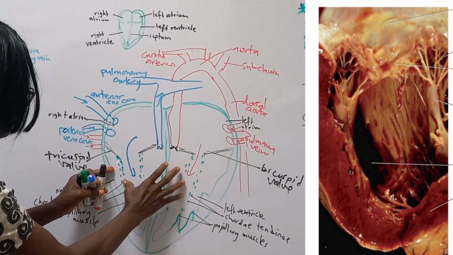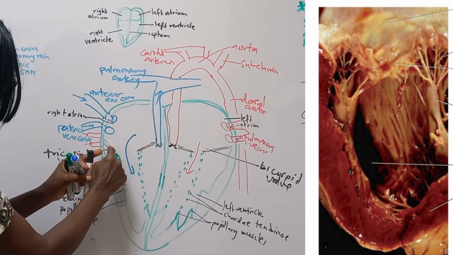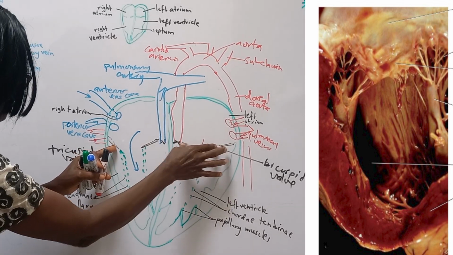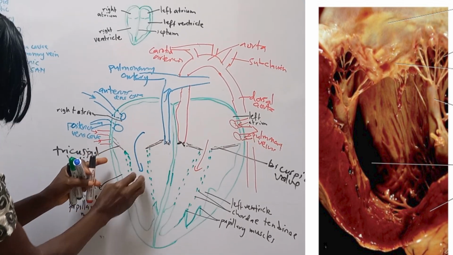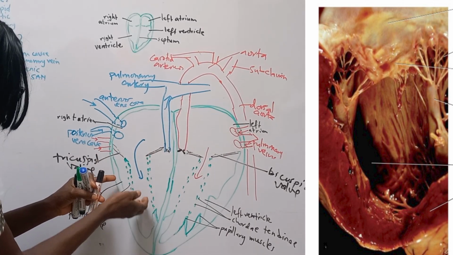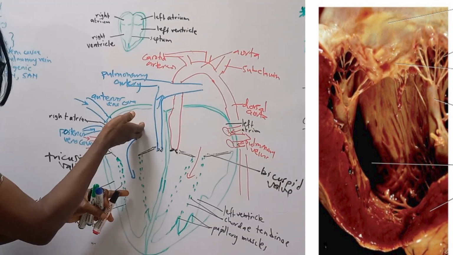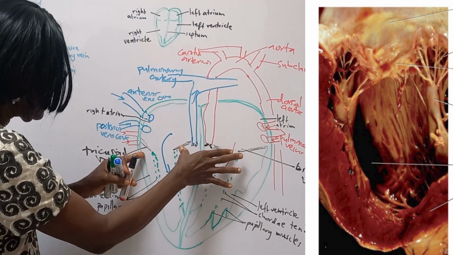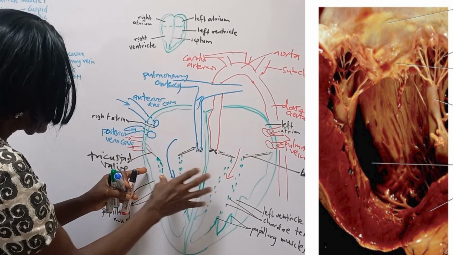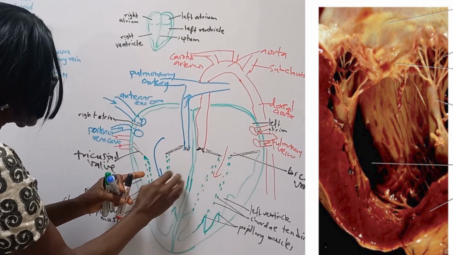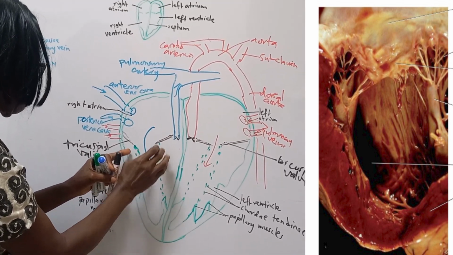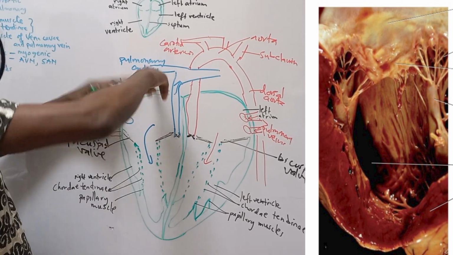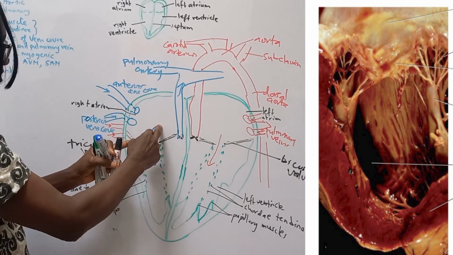Now, when the ventricles contract, these valves, the atrioventricular valves, must close so that the blood doesn't flow from the ventricle into the atrium. So, as the ventricles contract, these valves close. But the pressure of the contraction of the ventricles can cause these flaps to open into the atria.